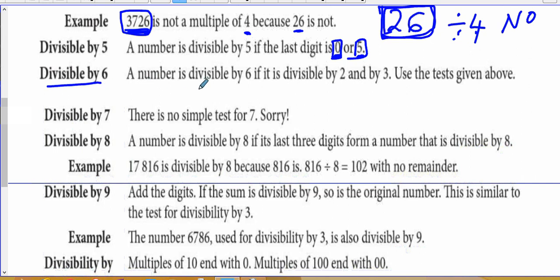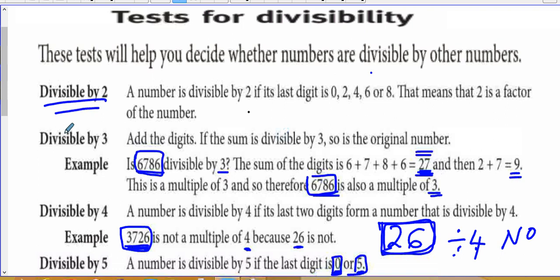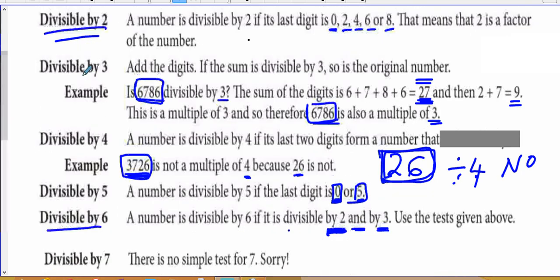divisibility by 6. We say a number is divisible by 6 if it is divisible by 2 and divisible by 3. We know how to find out if the number is divisible by 2. We say it and we repeat. A number is divisible by 2 if the last digit is either 0, 2, 4, 6, or 8. And a number is said to be divisible by 3 if the sum of all the digits making up the number is divisible by 3. If you take the digits which make up the number and add them, and the sum is divisible by 3, then the original number will also be divisible by 3. In other words, it will be a multiple of 3.